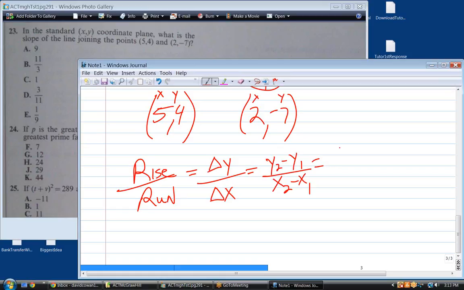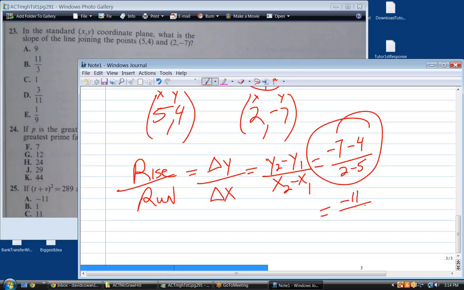So negative 7 minus 4, and then 2 minus 5. What is that equal to? Negative 11 over negative 3. And what is that equal to? Wouldn't it just be 11/3?